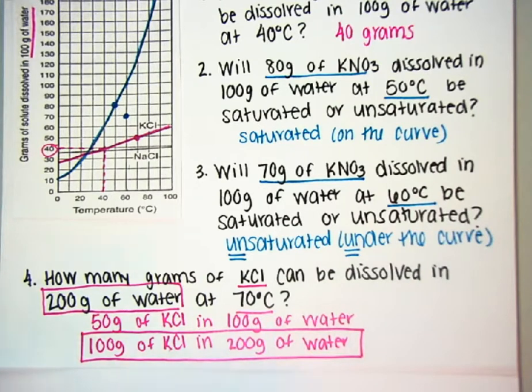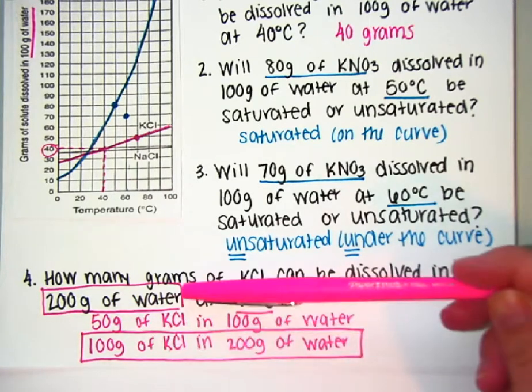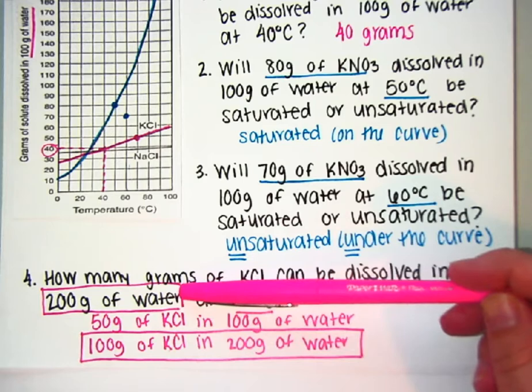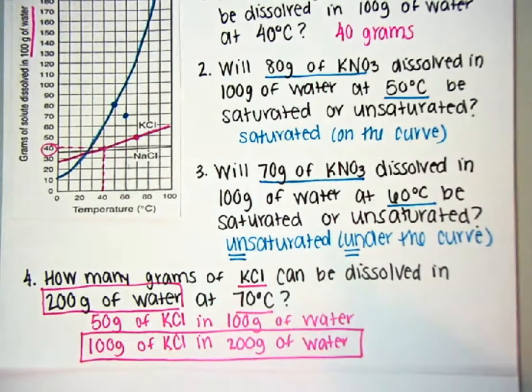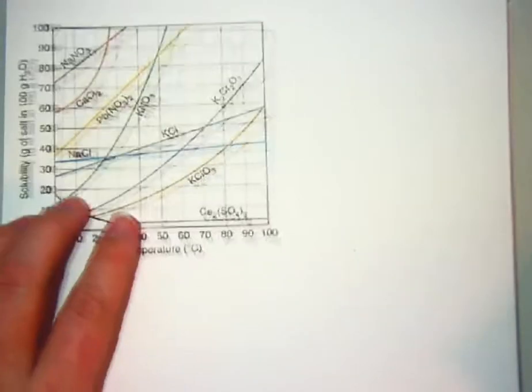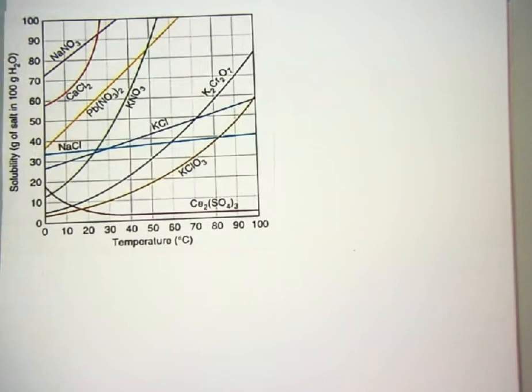So for these questions, be mindful of how many grams of water is our solvent, and pay attention to that y-axis. All right, there's a few other types of questions that you might be asked, and let's look at a new curve for those next round of questions.